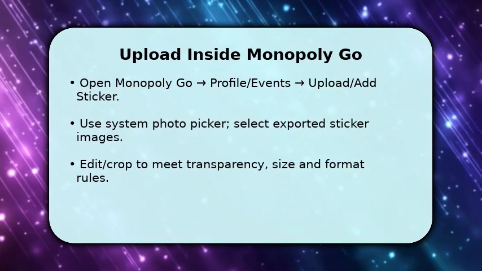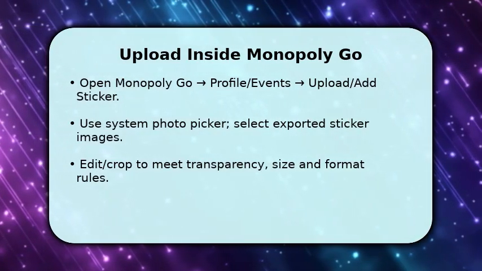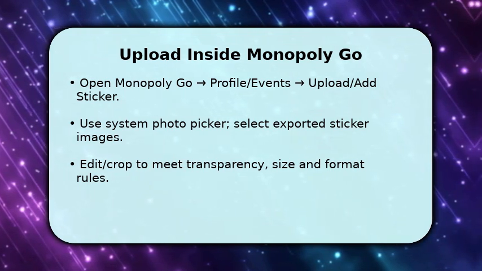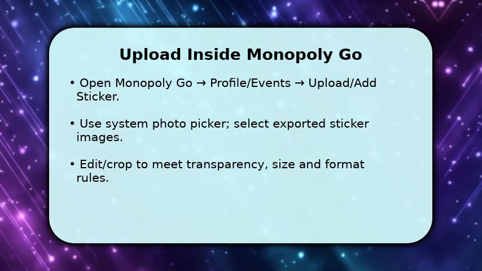Next, switch to Monopoly Go and enter the sticker creation or upload area. This varies by event but is usually under Profile or Events. Use the in-game Upload or Add Sticker button, then choose the system photo picker.